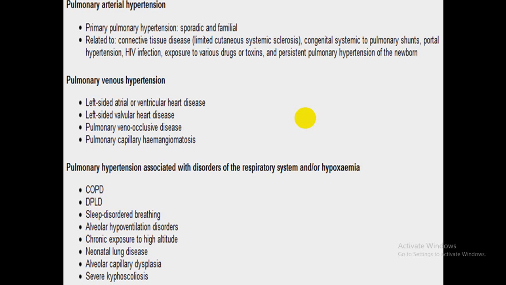The third type, which is secondary to the lung disease, is called chronic hypoxia. Chronic hypoxia in reverse causes vasoconstriction and secondary pulmonary hypertension. Examples of this condition are COPD, diffuse pulmonary lung disease, sleep apnea, alveolar hypoventilation, chronic exposure to high altitude, neonatal lung disease, alveolar capillary dysplasia, and severe scoliosis.